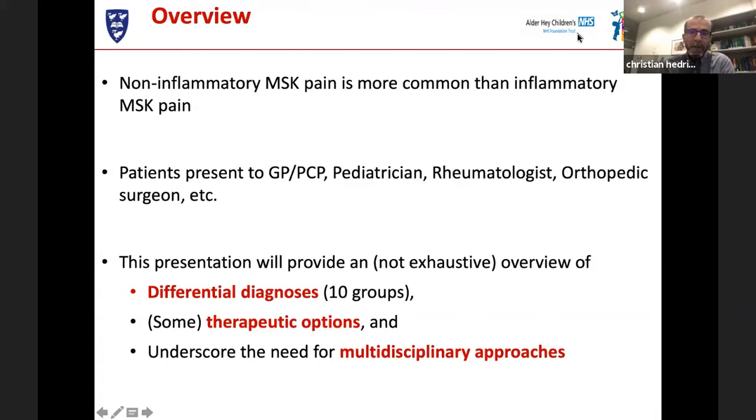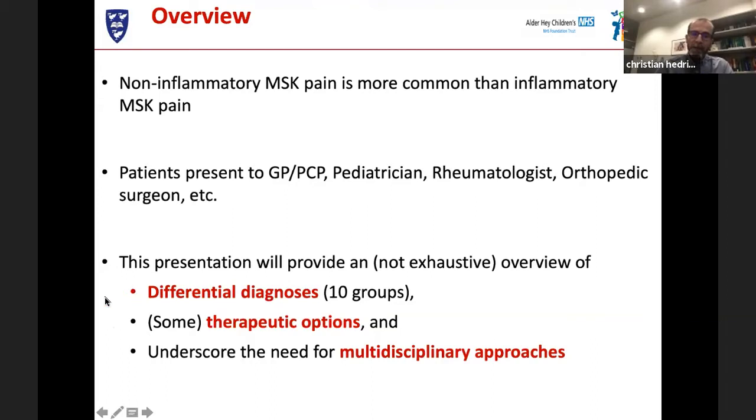Just to start out, I think it's very important to mention that non-inflammatory musculoskeletal pain is significantly more common than inflammatory pain. So we also in the pediatric rheumatology practice will see quite a few patients who actually experience non-inflammatory pain. Patients with non-inflammatory pain present to multiple specialties, so to family care practitioners, general practitioners, PCPs in North America, pediatricians, rheumatologists, orthopedic surgeons, and surgeons in general, and many more. And therefore, the exact numbers and incidences are not very well known.